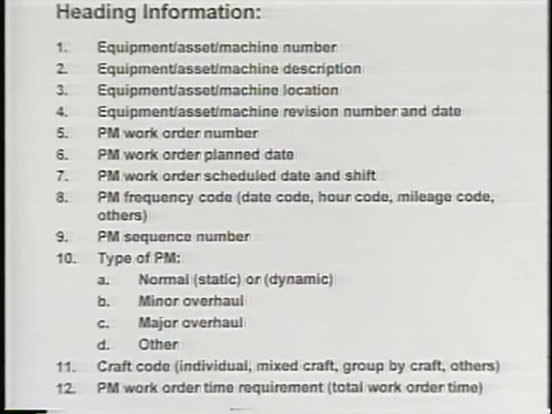Now, on page 17A and 17B are the data elements that you want to consider in a PM work order. Now, I've broken those activities or data elements into 4 major sections. The first section is heading information. And I think if you read this, most of it is all self-explanatory. In fact, I should say all of it is. It pertains to many of the things that we have been talking about.